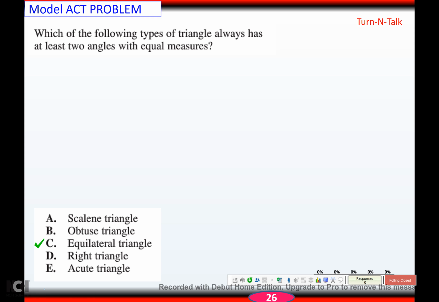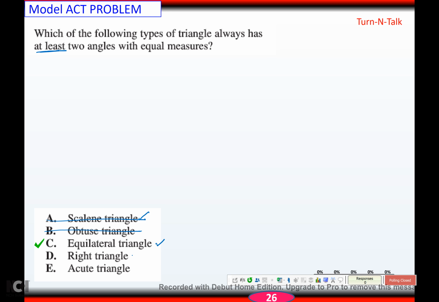Which of the following types of triangle always has at least two angles with equal measures? Scalene has no equal angles. Obtuse just means that one angle has to be bigger than 90. It doesn't mean that other two angles have to be equal. An equilateral triangle, yes, has all three angles equal, so that is at least two equal angles.